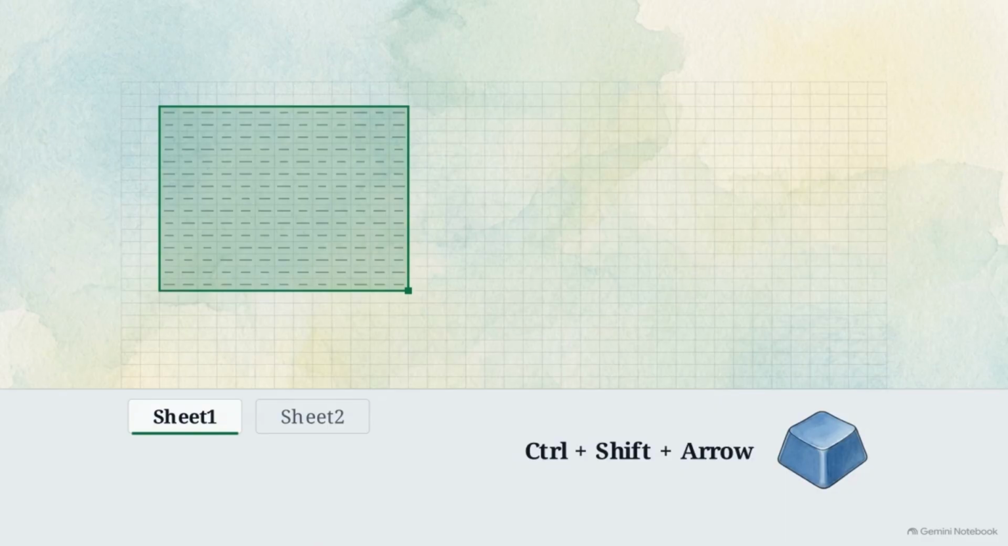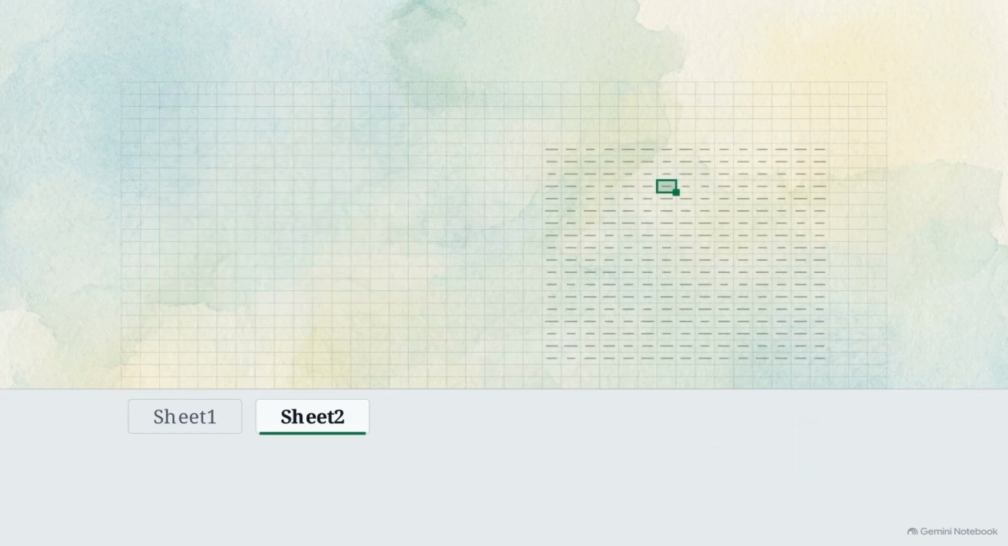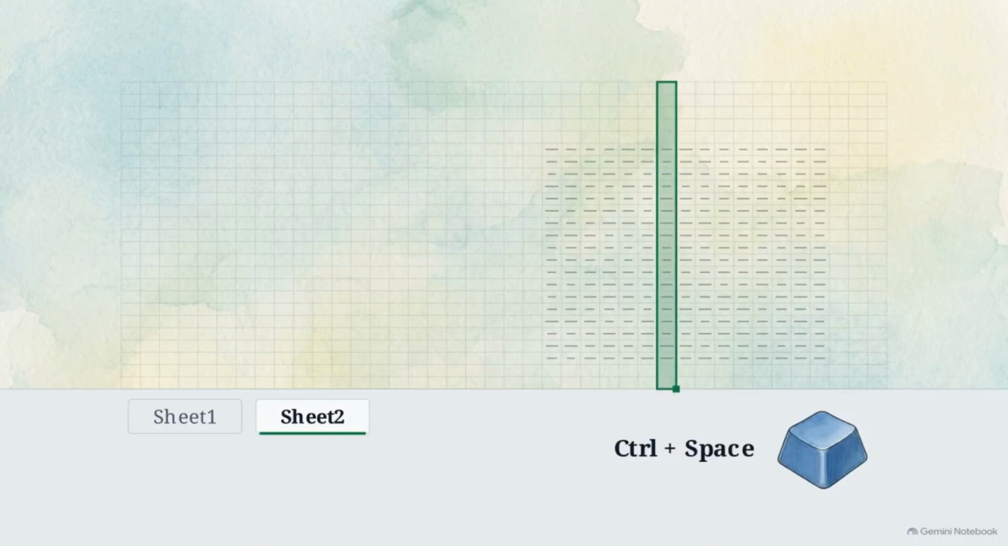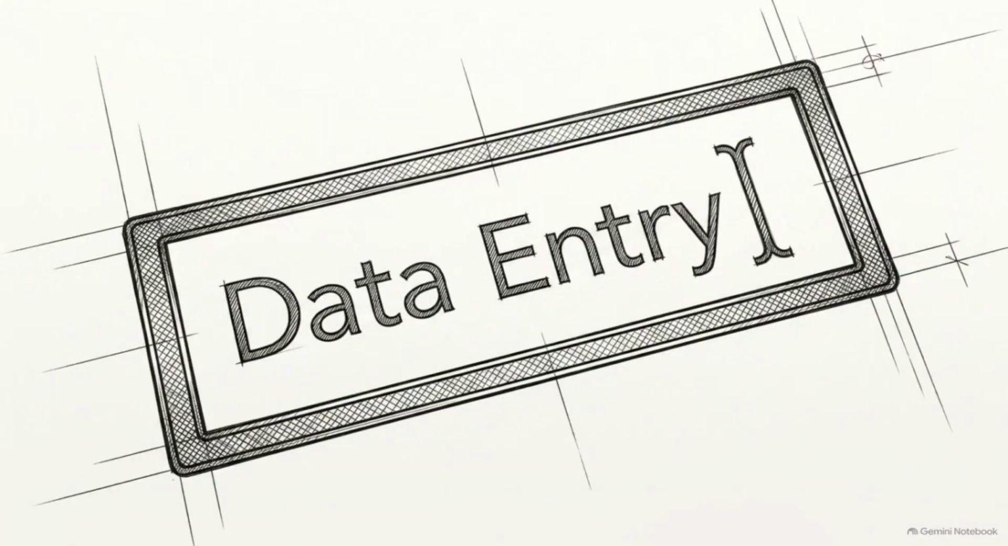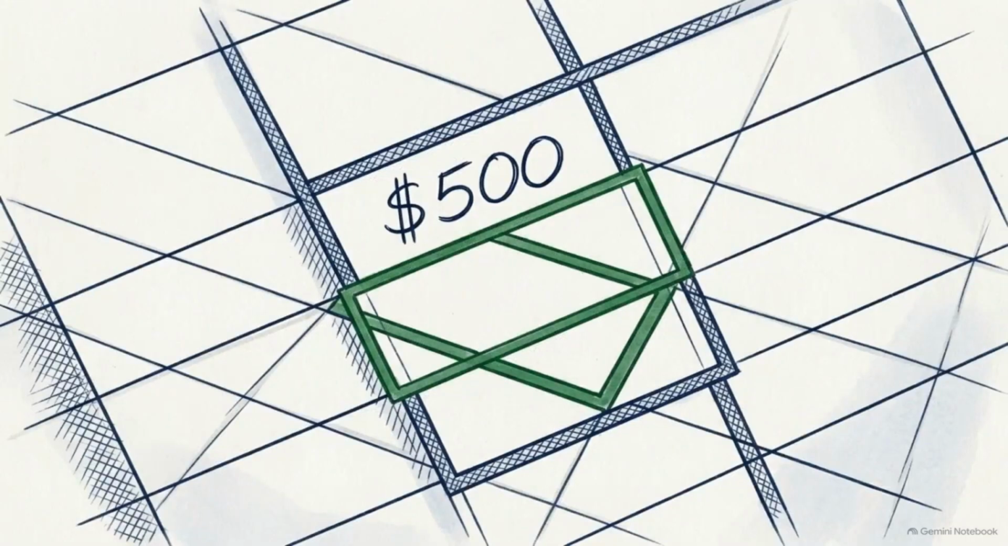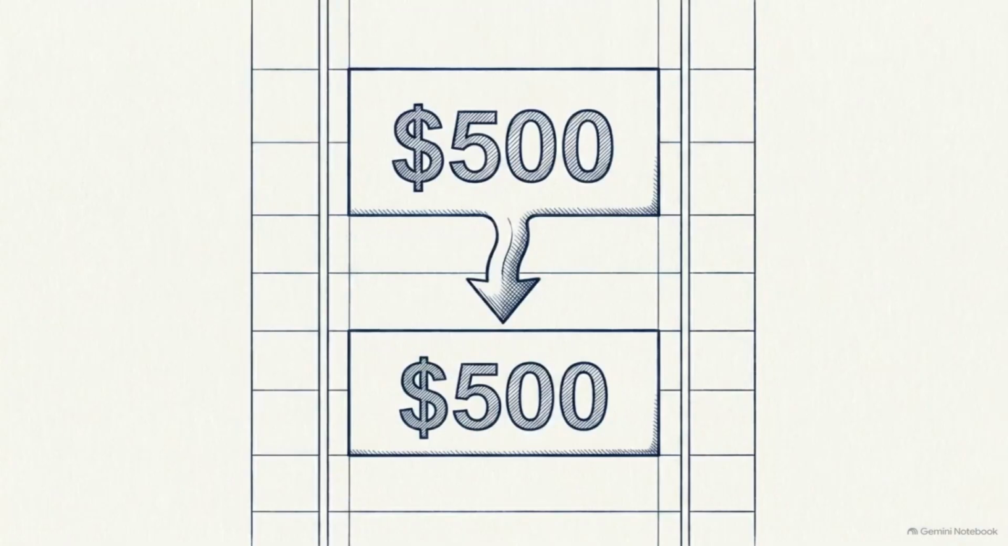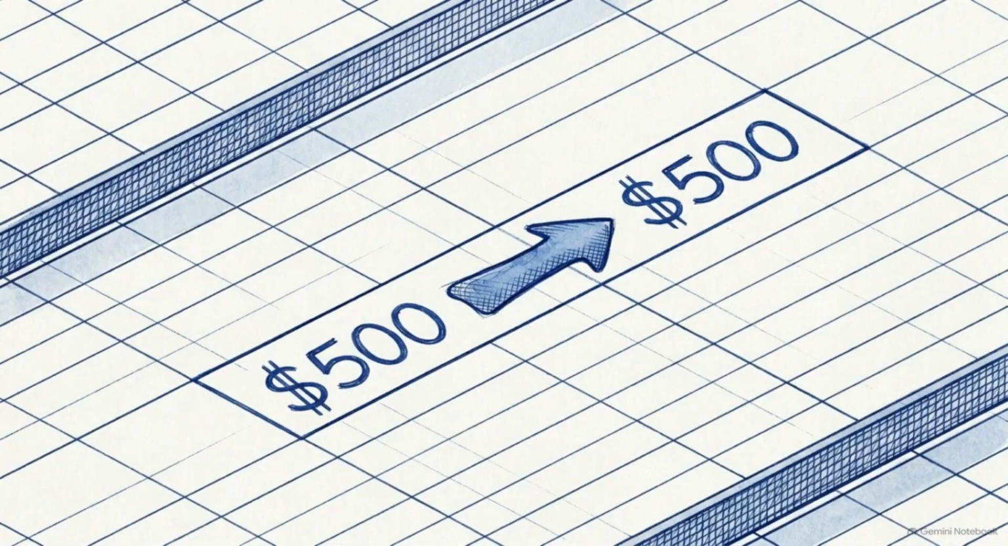When you need to switch between worksheet tabs, just press Control plus Page Up or Page Down. Watch how the highlight adapts here. To select structural data, pressing Control plus Space highlights an entire vertical column instantly. Pressing Shift plus Space snaps an entire horizontal row into a highlighted state. For data entry, hitting F2 allows you to edit a cell without overwriting its contents. To quickly copy information from an adjacent cell, press Ctrl-D to fill data down from the cell above, or Ctrl-R to fill data to the right.